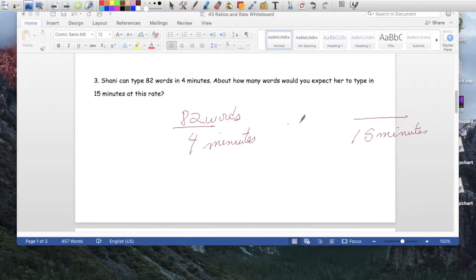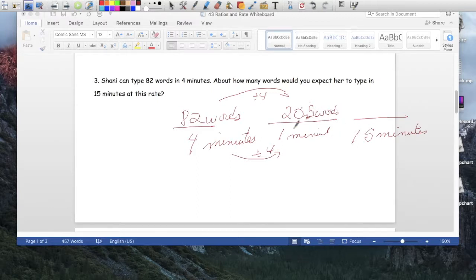Well, I'll change this to a unit rate, so I'm going to find how many words she can type in 1 minute. So it's divide by 4. I'm going to divide this by 4. So if I divide it by 4, I get 20.5. She can type 20 and a half words per minute.